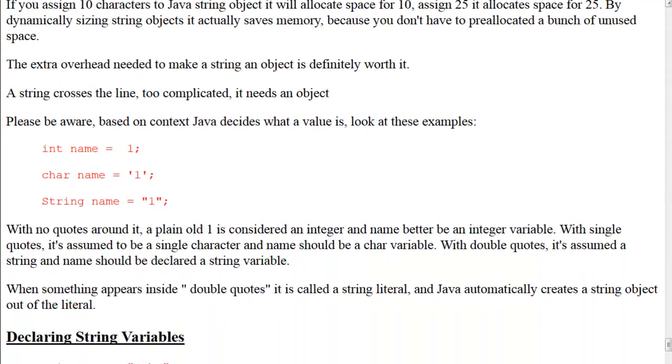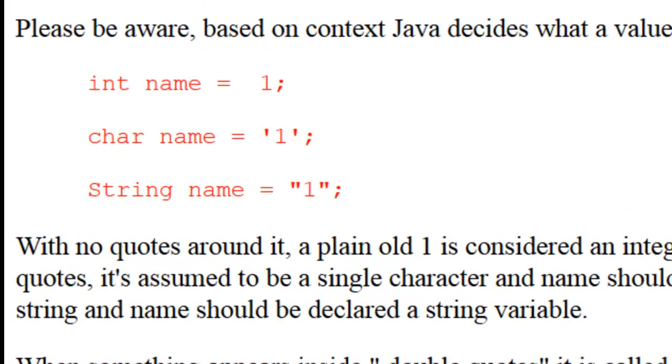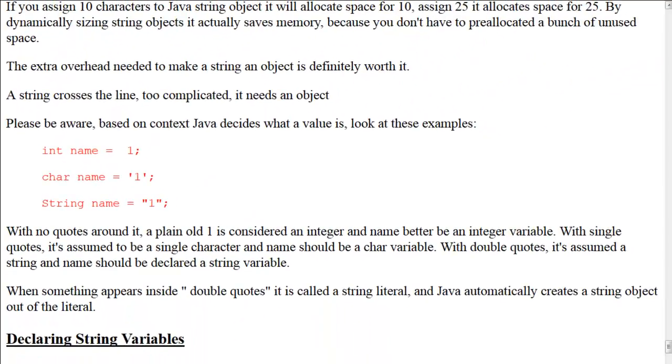Now, please be aware, based on context, Java decides what a value is. Look at these examples. Int name equals 1. Char name equals single quote 1 and a single quote. String name equals double quote 1 and a double quote. With no quotes around it, a plain old 1 is considered to be an integer, and the name better be an integer variable.